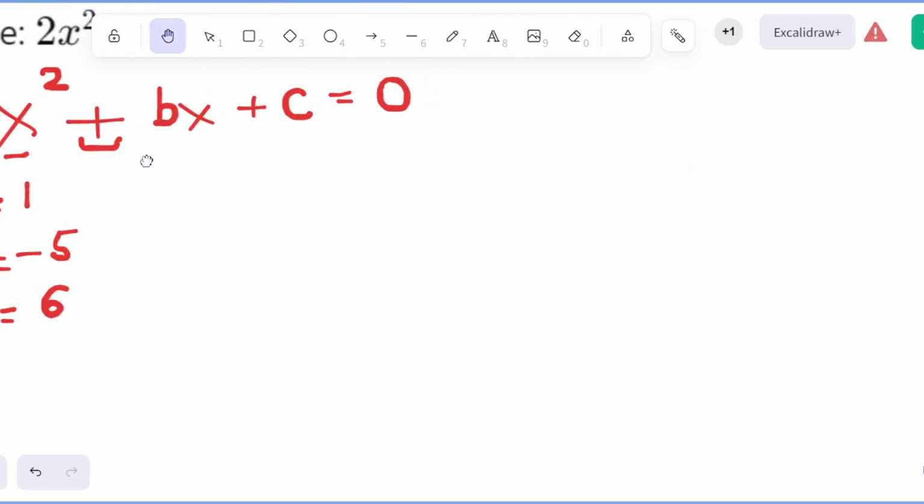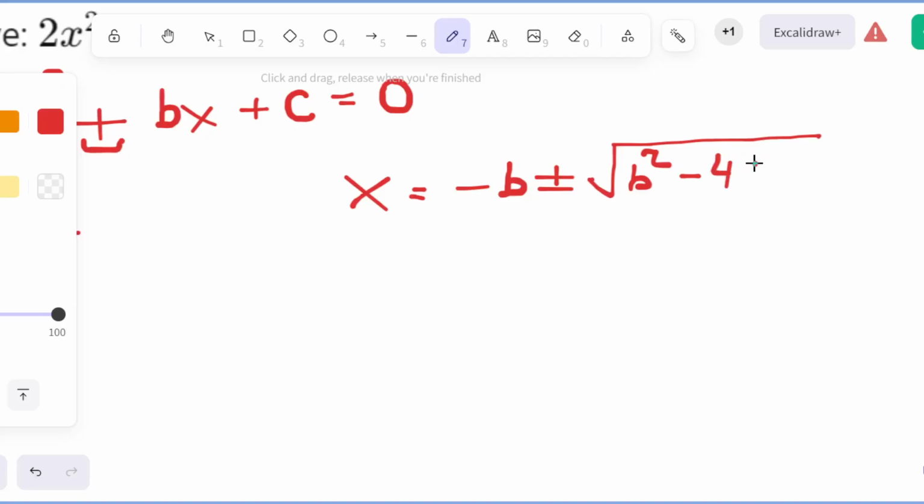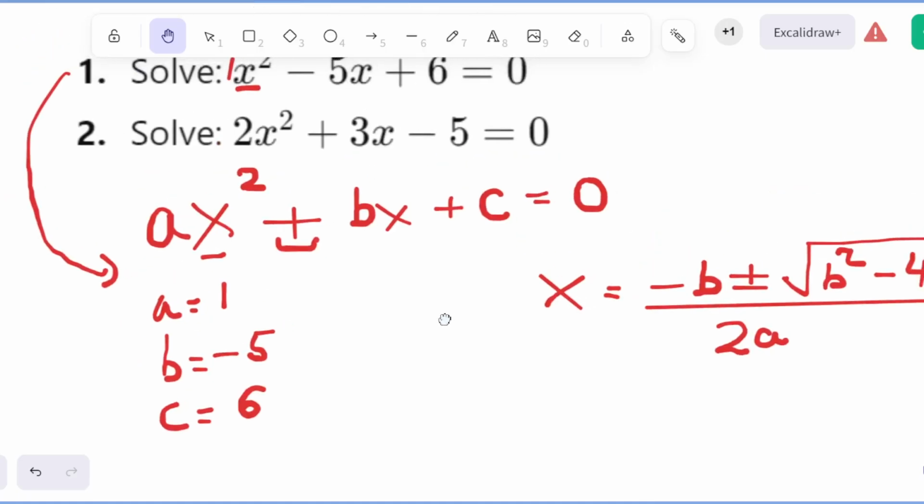Now another thing you need to write down is the formula. So x value will be equal to minus b plus minus square root of b square minus 4ac upon 2a. Very useful formula. What is this known as? Quadratic formula. Write it down.